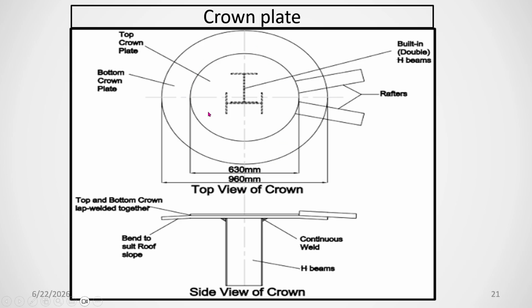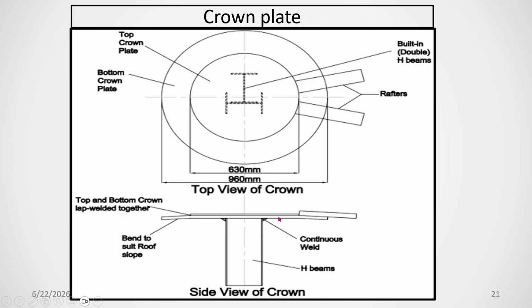This is the center crown plate. This is the top crown plate, and this is the bottom crown plate. You see this. At the bottom we are providing beams, and it is welded with the beams. You see, there is also another beam, and it is placed on the rafter. So these two are called the crown plates.